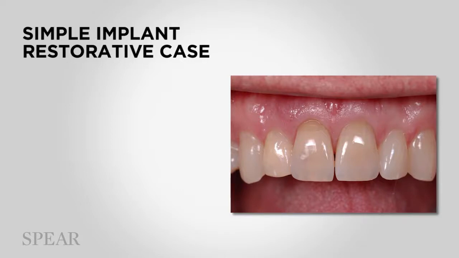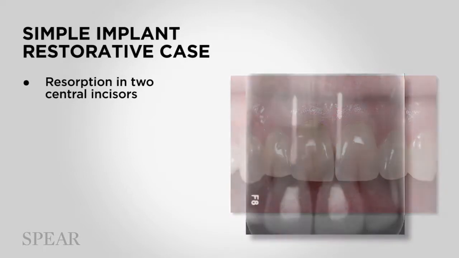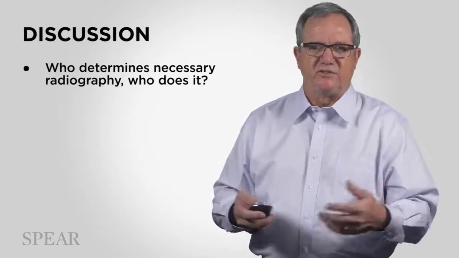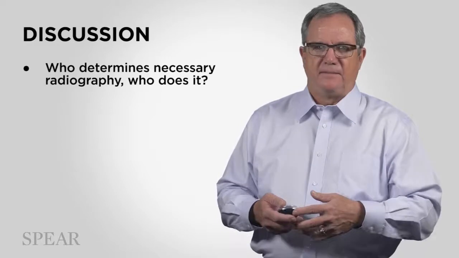Very healthy male, but the two central incisors have resorption, and it's now perforated to the palate. So the two central incisors need to be removed, and we're going to place implants. So the discussion I'd like you to talk about is most of the time these patients are seen in the general practitioner's office. And the question becomes, who does what records on implant cases?